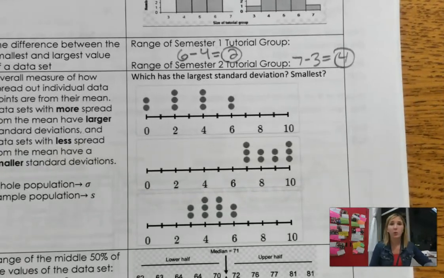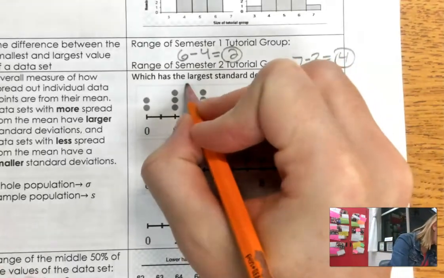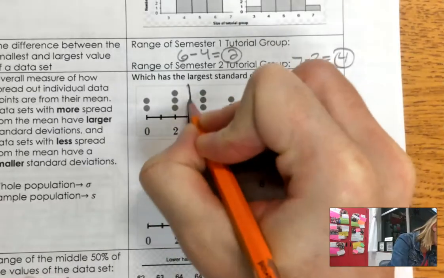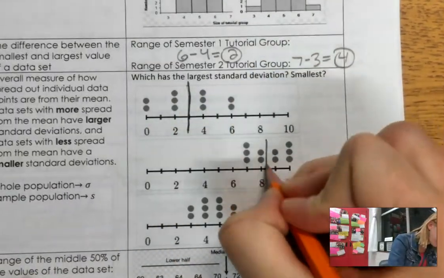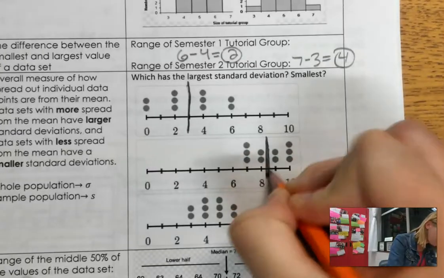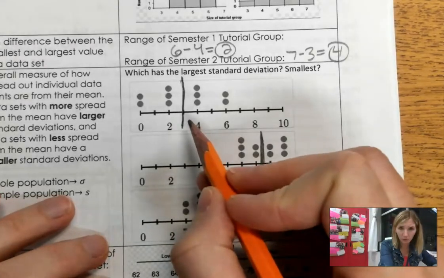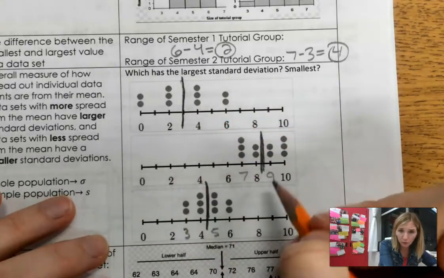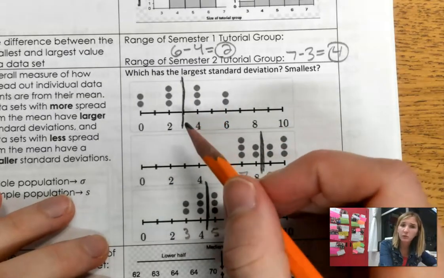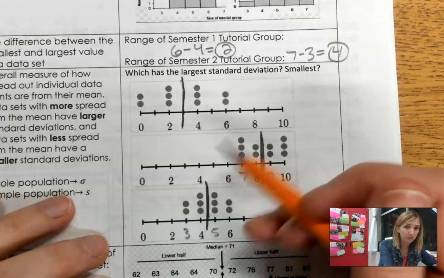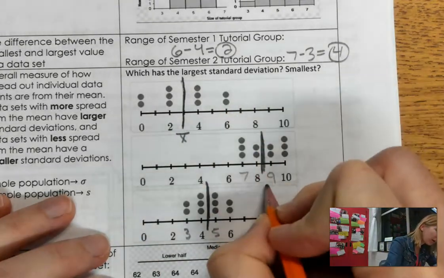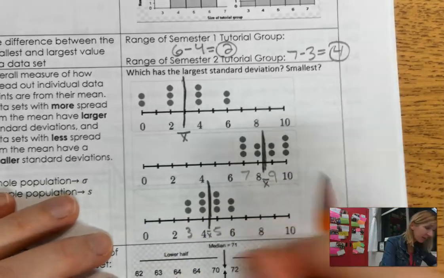All right, so looking at this, which has the largest standard deviation? Which has the smallest? So remember, we're trying to think about how far away the data points are from the mean, right? Looking at this, it looks like my mean is going to be right about here. Here, it looks like my mean is going to be here. And here, my mean is here. And would this be mu, or would this be x bar? The mean that I drew within these data sets, would this be the true population mean, or would it be the mean of the sample? I hope you said x bar, because I'm estimating the mean from the sample.